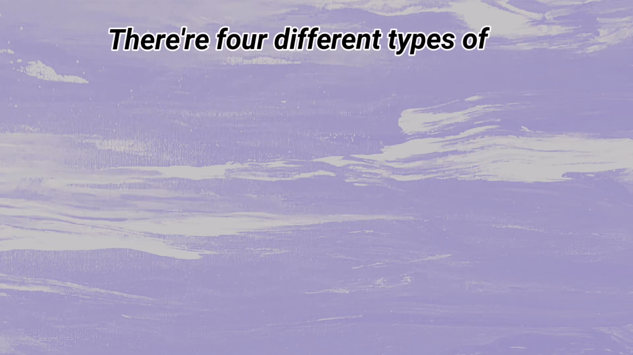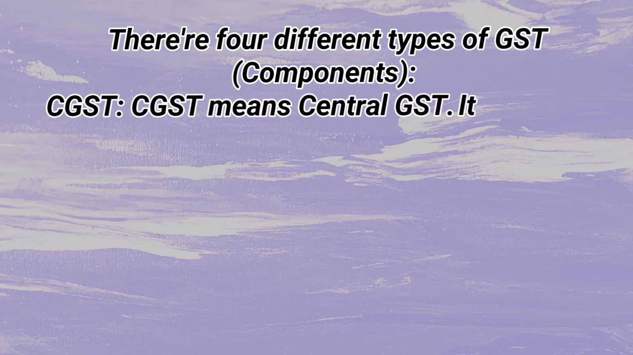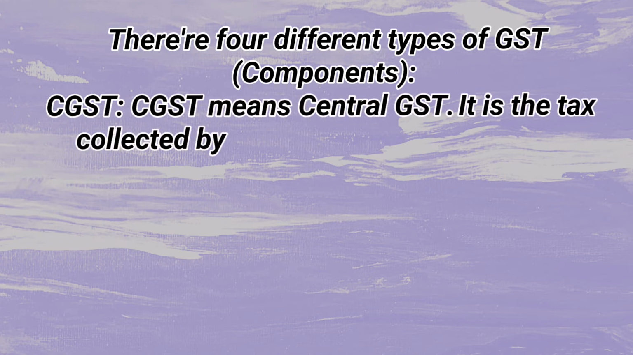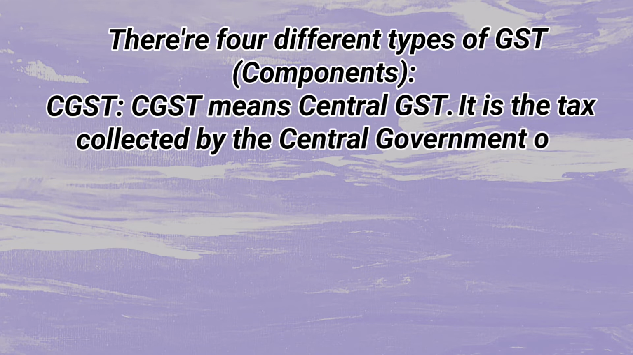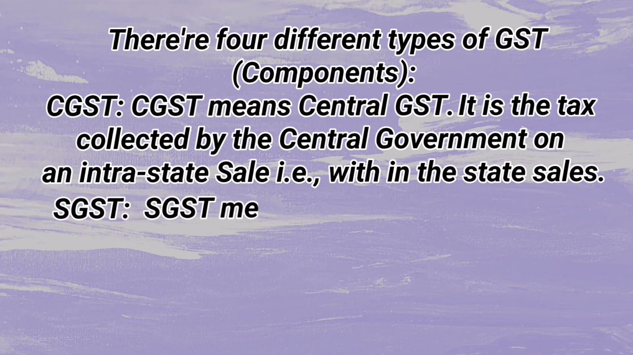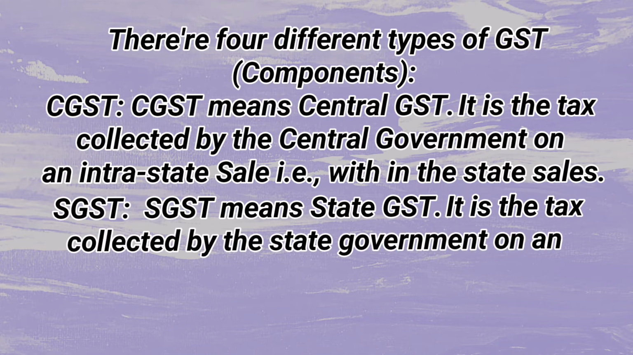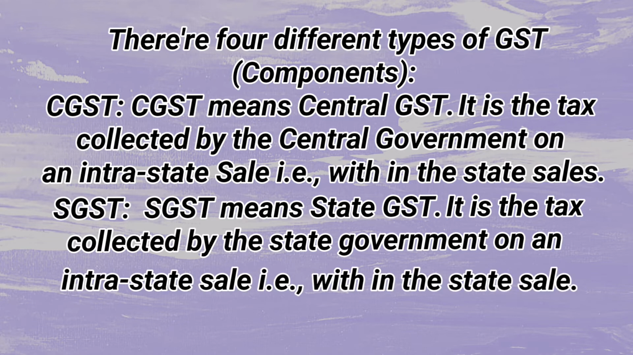There are 4 different types of GST components. CGST. CGST means Central GST. It is the tax collected by the central government on an intra-state sale, that is, within the state sales. SGST. SGST means State GST. It is the tax collected by the state government on an intra-state sale, that is, within the state sale.